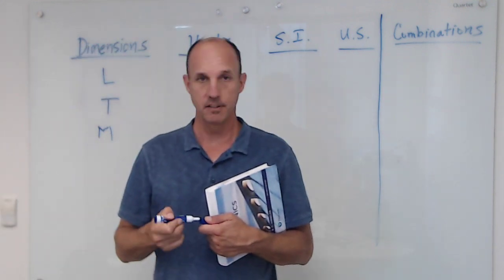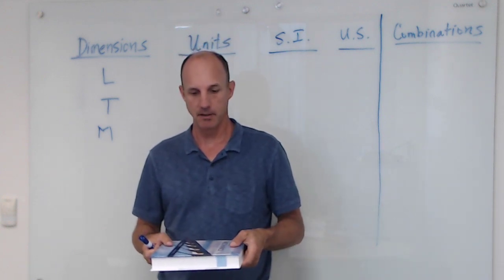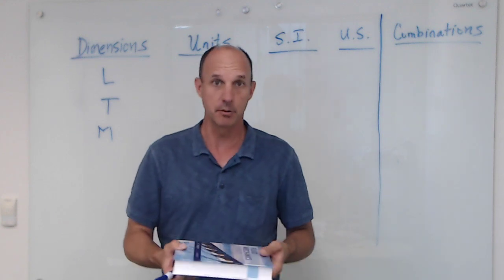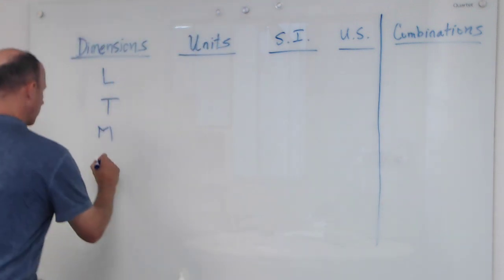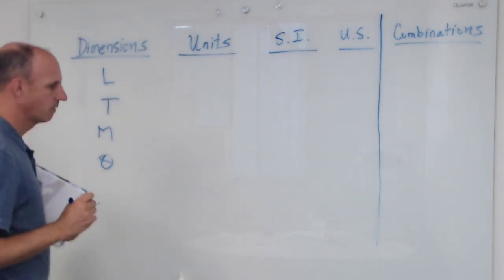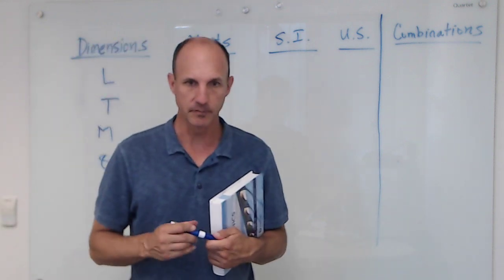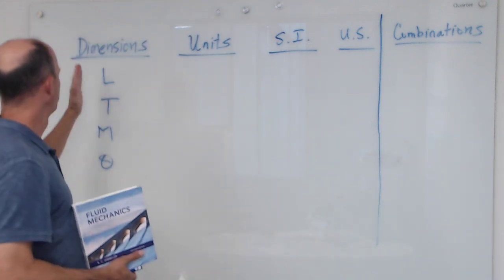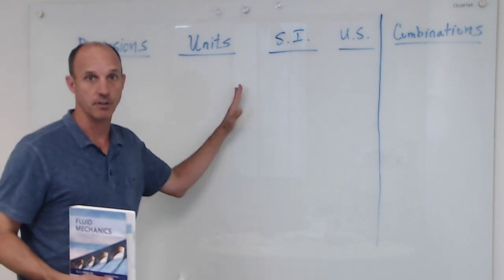And then the last dimension we're going to be thinking about has to do with the energy it stores, and that can be scaled by temperature. So we'll use the Greek letter theta to represent temperature. Okay, so it's important that we keep track of the difference between dimensions and units.